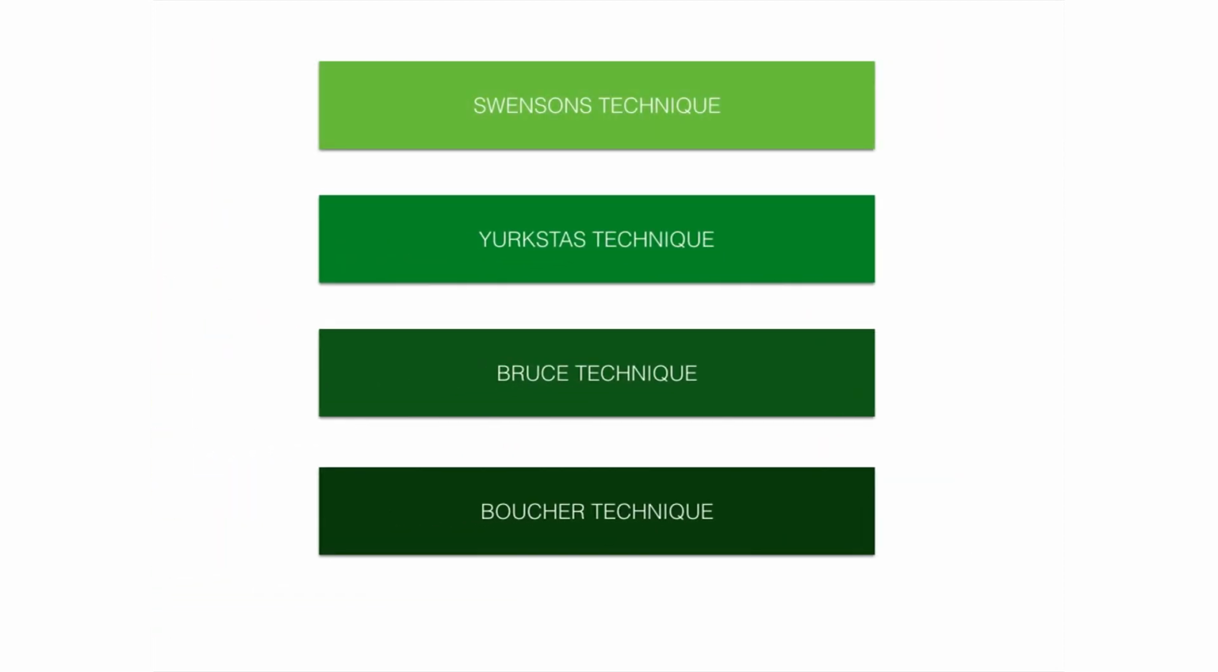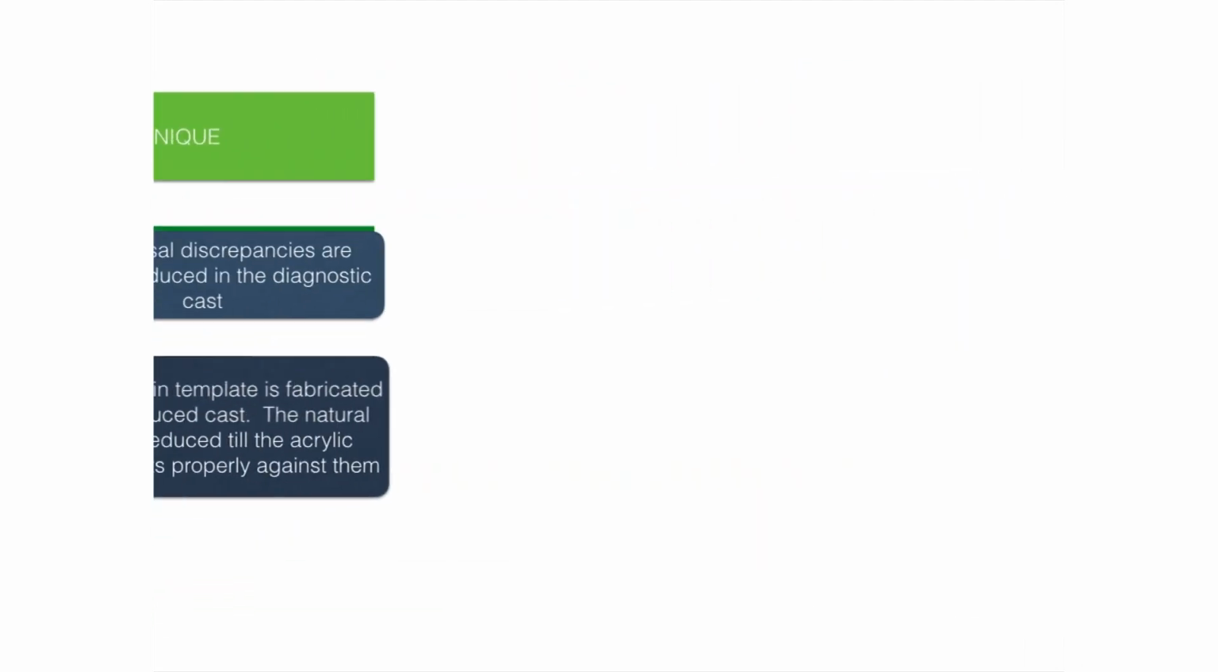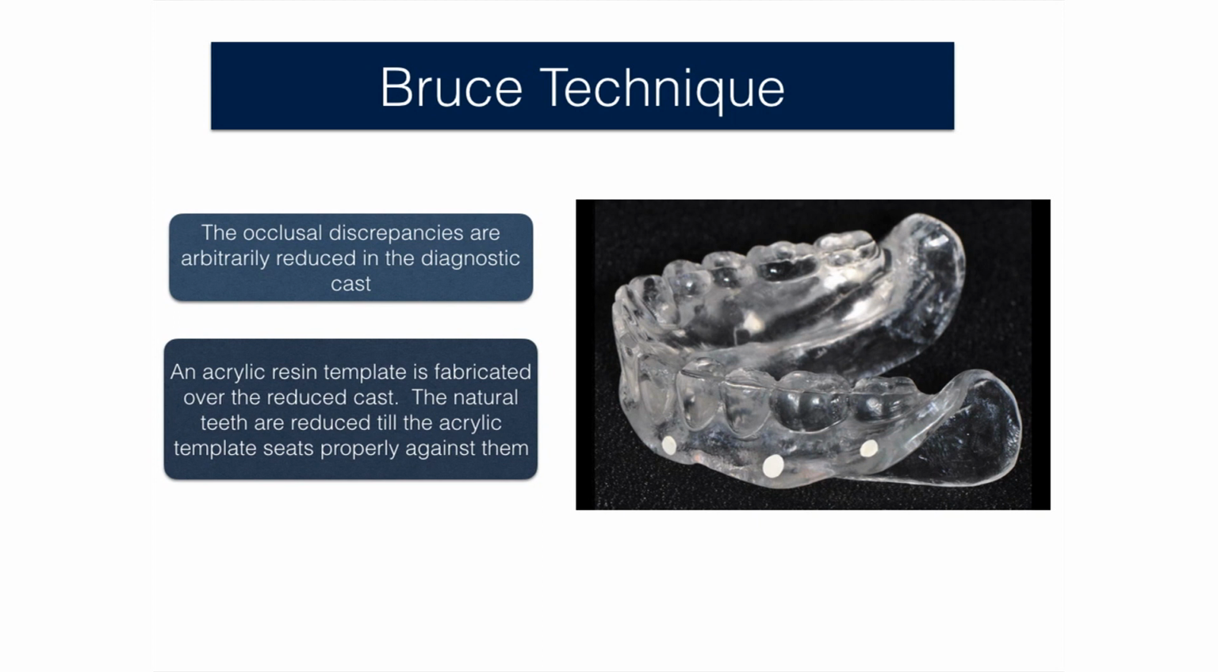In Yurkstas technique, a U-shaped convex metal plate is positioned over natural teeth to record occlusal discrepancies. Occlusal discrepancies are reduced in the diagnostic cast and used as a guide to reduce the natural teeth. In Boucher technique, the occlusal discrepancies are arbitrarily reduced in the diagnostic cast and an acrylic resin template is fabricated over the reduced cast and used as a guide to reduce the natural teeth.